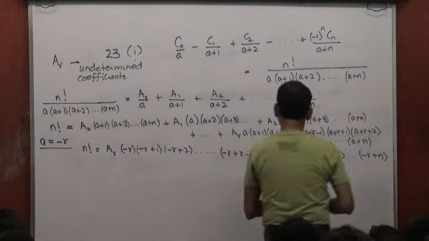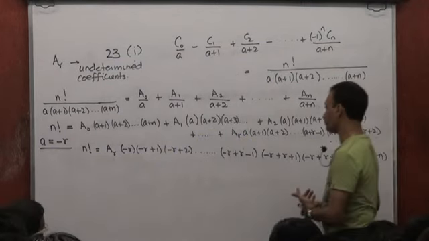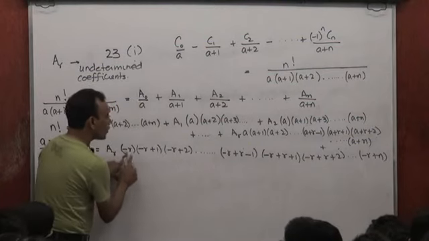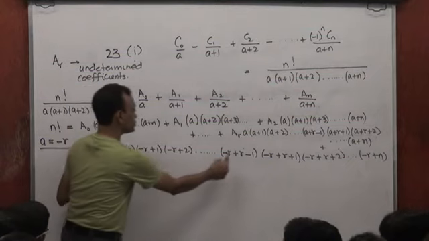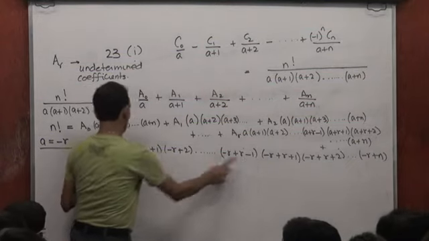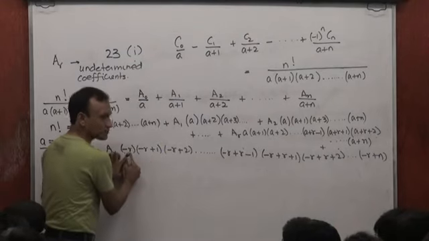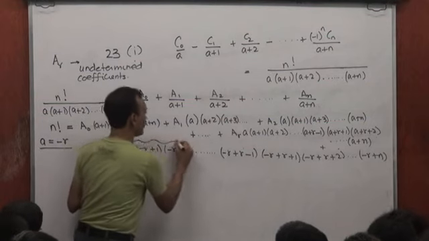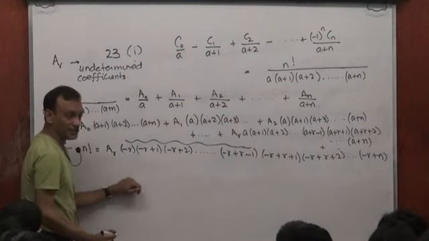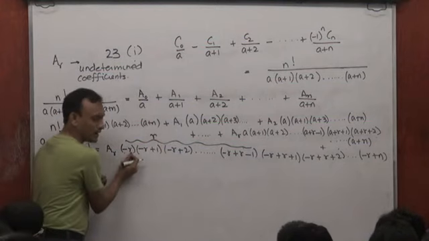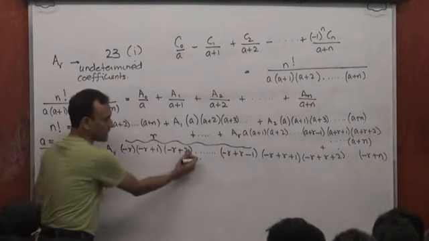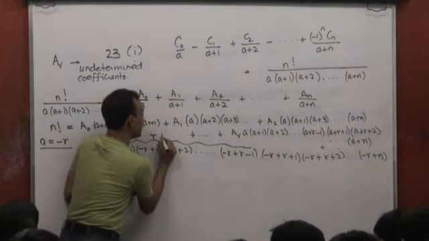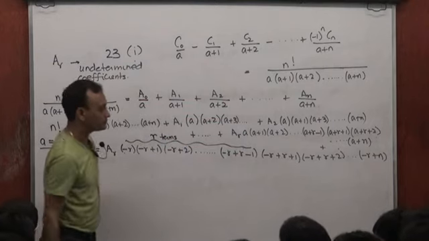Now, do you realize that from this point to this point, this is minus R plus 0, minus R plus 1, minus R plus 2, up to minus R plus R minus 1. How many terms are there? R terms are there, yes or no? See, minus R plus 0, minus R plus 1, minus R plus 2 and minus R plus R minus 1. So 0, 1, 2 up to R minus 1 will give me R terms in the product here.